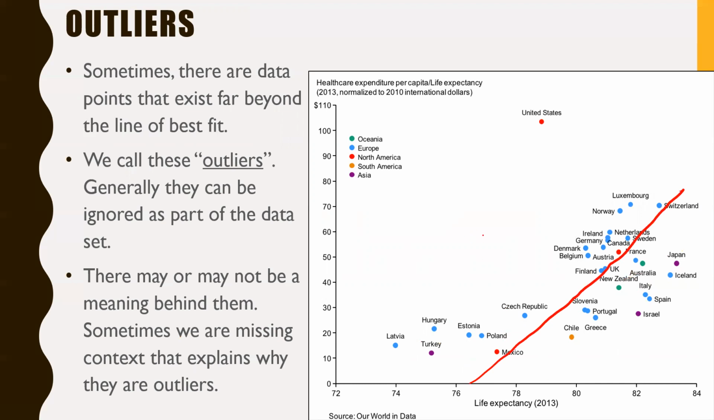When you draw a line of best fit, but you're like, hey, what's going on with this one? This one's way out here. If there's only a couple that are way out there, and even like these ones down here, you can just kind of ignore them, right?